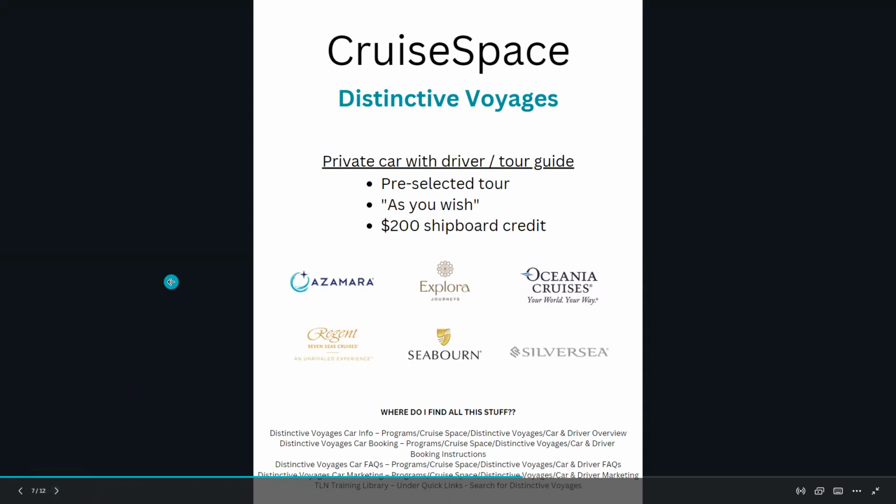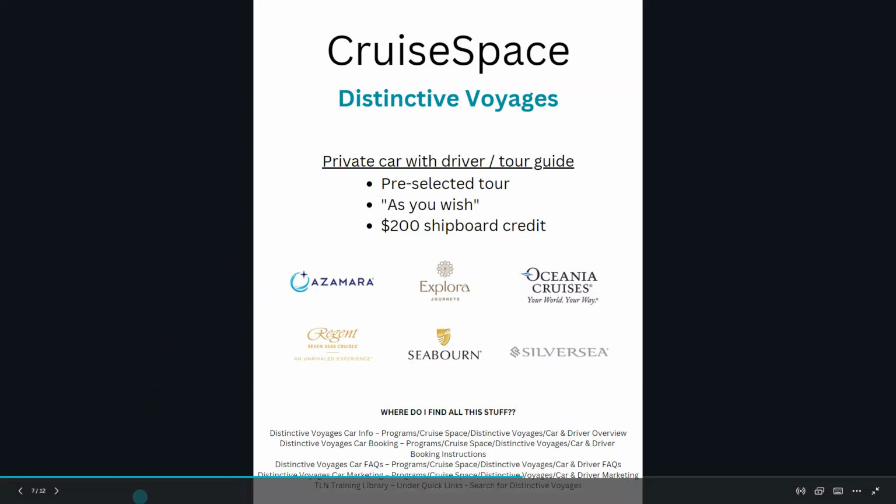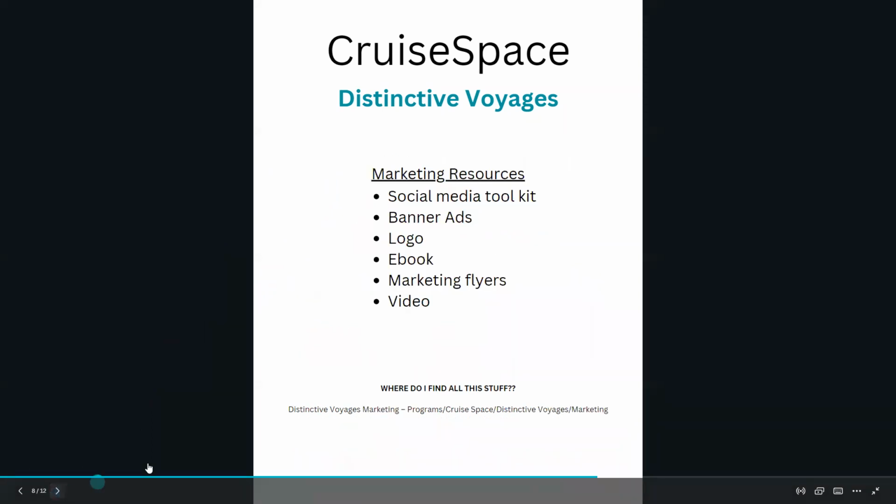Also with Distinctive Voyages, they will sometimes have a private car with a driver or a tour guide. If you don't want to do the private tour that is already pre-selected, they have this thing called As You Wish, where you can pick where you want to go and the driver will take you there, or it could be replaced with $200 of onboard credit.